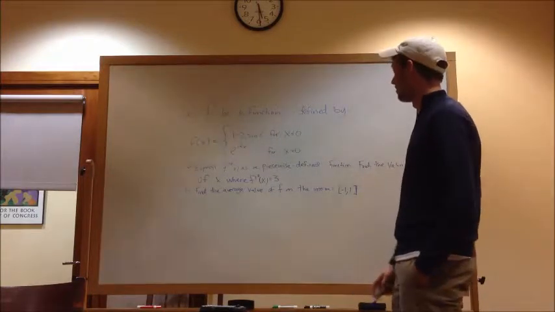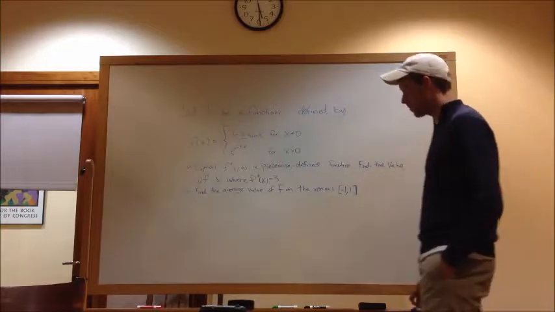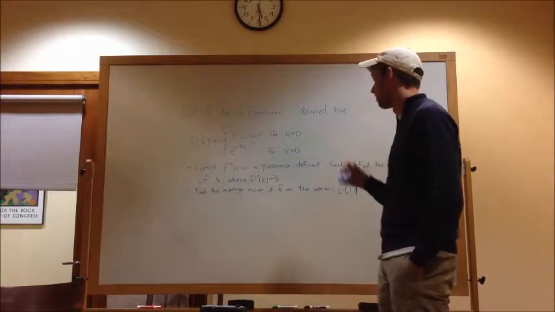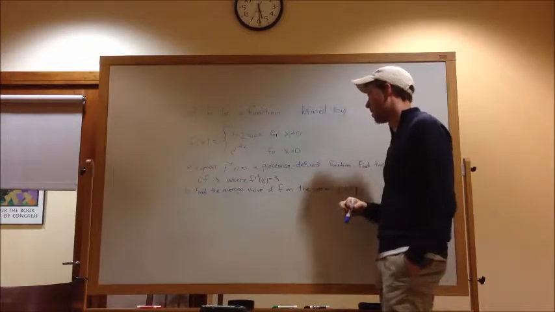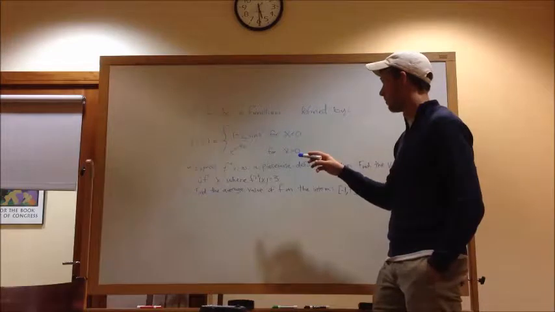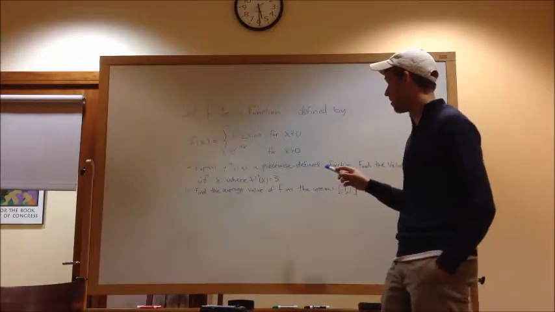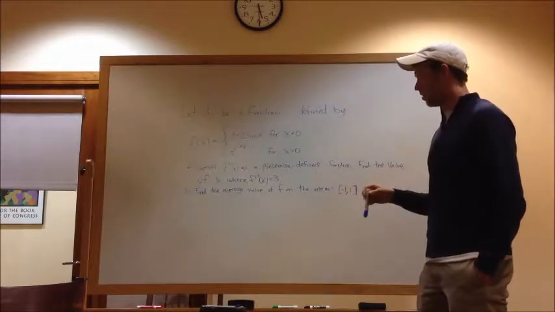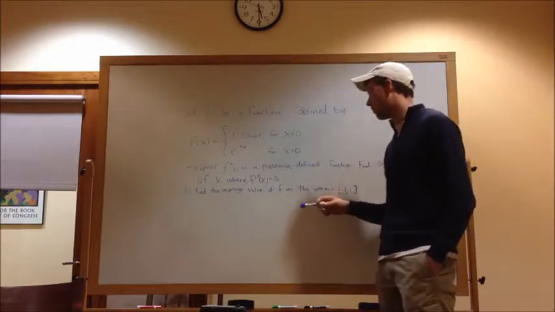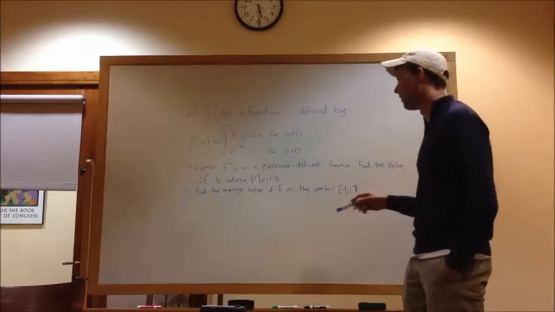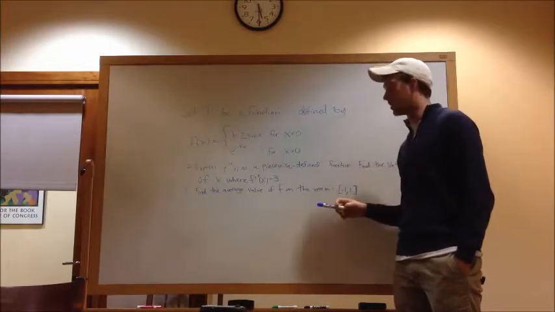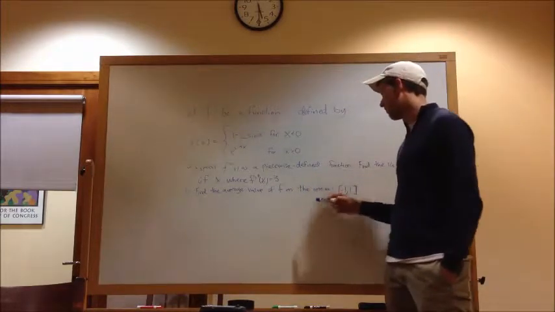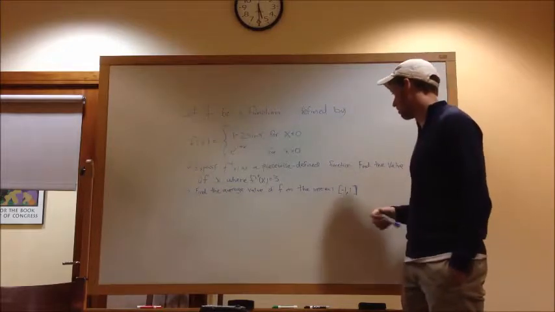So let f be a function defined by f of x equals 1 minus 2 sine x for x less than or equal to 0, and f of x equals e to the minus 4x for x greater than 0. The two questions are: express f prime of x as a piecewise defined function, and find the value of x where f prime of x is equal to -3.